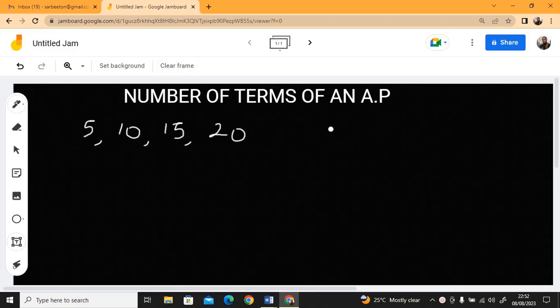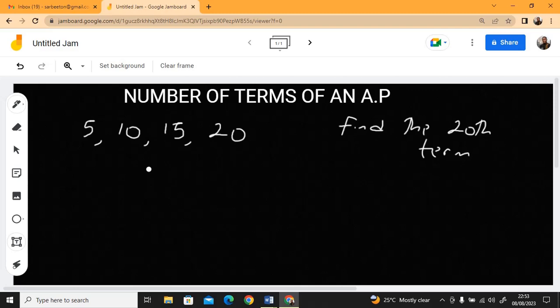So I said find the 20th term. Now in this case, it will be very tedious for you to start saying 20, 25, 30, 35, 40 to get to the 20th term. You may even confuse yourself or make a mistake.